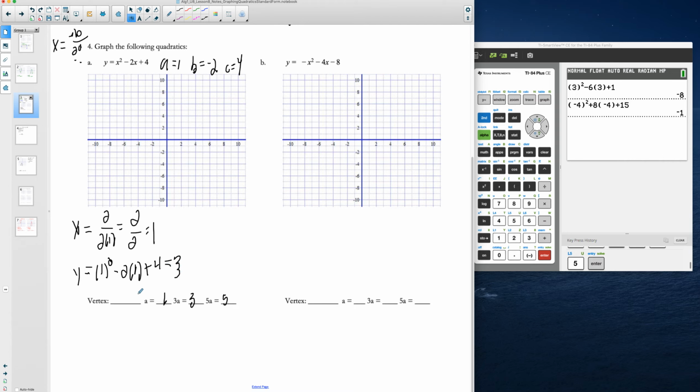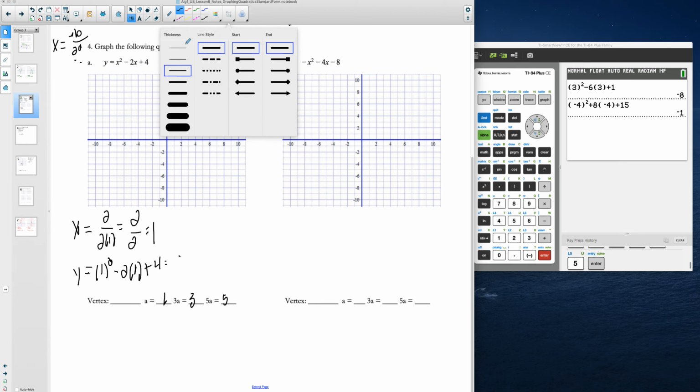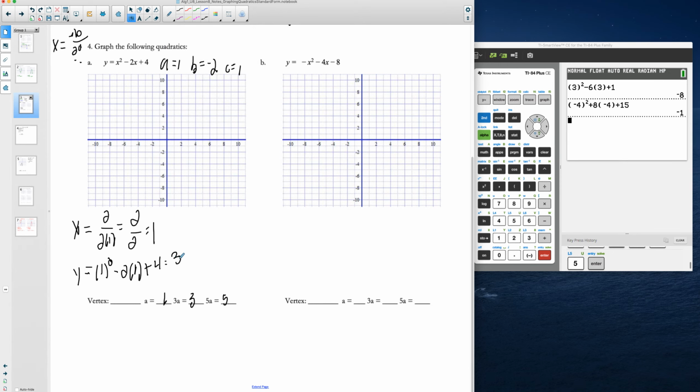And oh my goodness, that is just not a good 3 at all. Stop, eraser. Oh, it's going to do whatever. This is really struggling to get much done today. So 3.